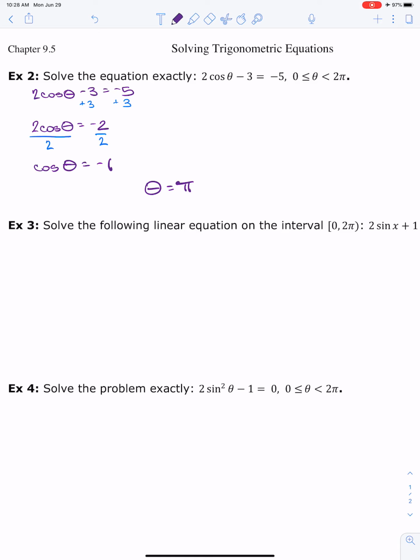Okay. Keep in mind, we could have gone the other direction. Theta could have equaled -pi. That is not in our interval, so you do want to make sure that you are paying attention to the parameters or the boundaries on your interval.